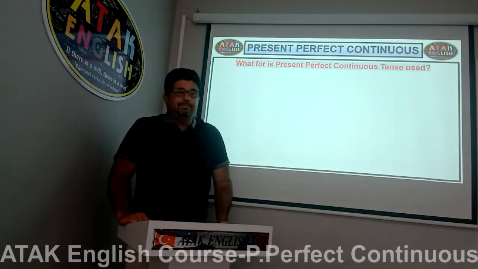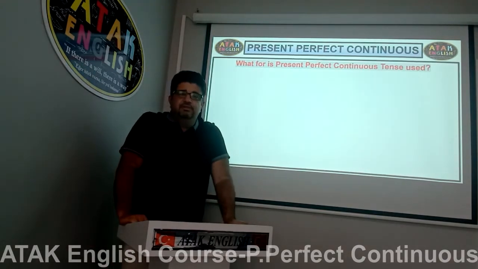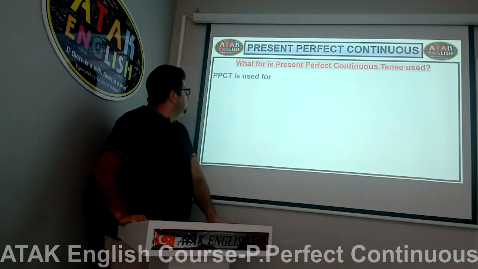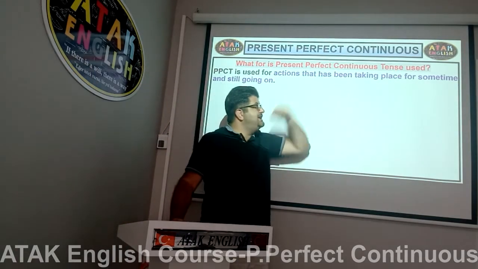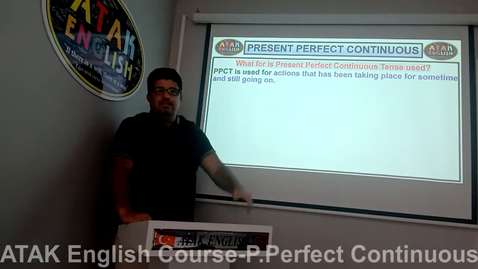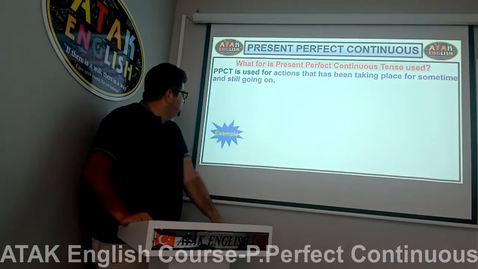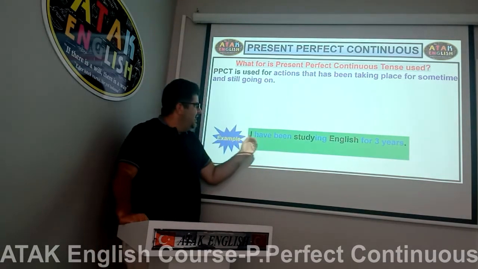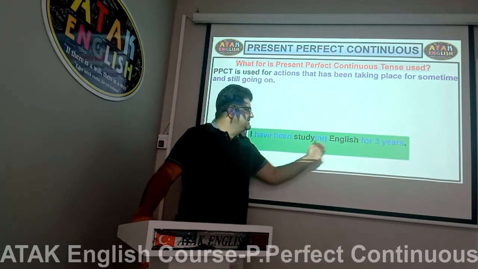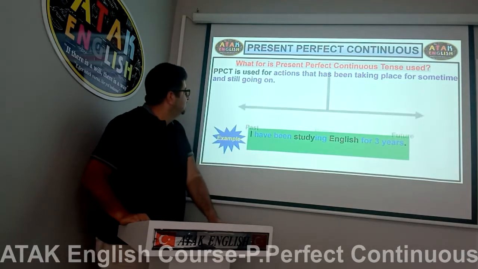Okay, the question comes up. What is present perfect continuous tense used for? It is used for actions that have been taking place for some time and are still going on. Let's see what it means with an example. Here comes our example. I have been studying English for 3 years. Let's try to see it on the timeline, what it might mean.